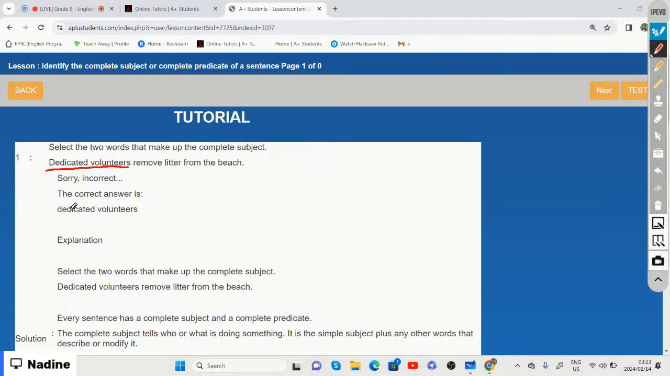So we said dedicated volunteers, that is our complete subject.